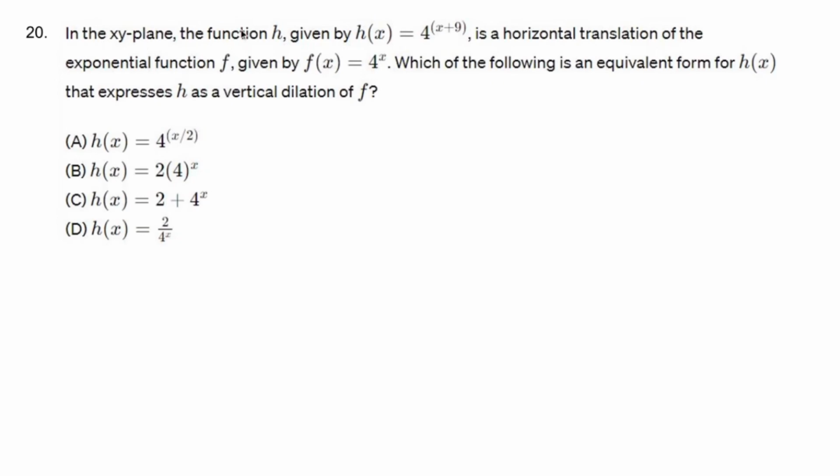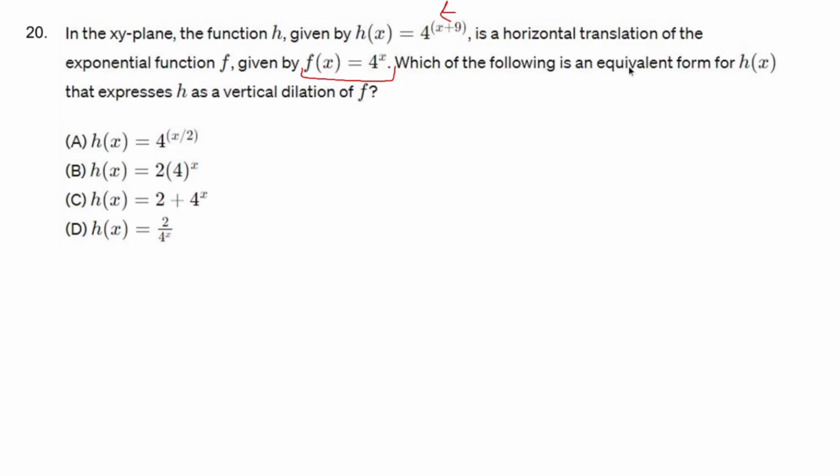In the xy plane, the function h is given by h of x equals 4 to the x plus 9, and it's a horizontal translation of the exponential function f. Well, we could see that because you have positive 9 trapped inside the x parentheses, which means we move it left, a negative horizontal translation. So there's the regular function. By adding 9 inside the parentheses, we move left 9.